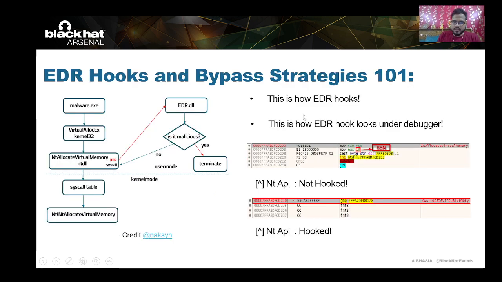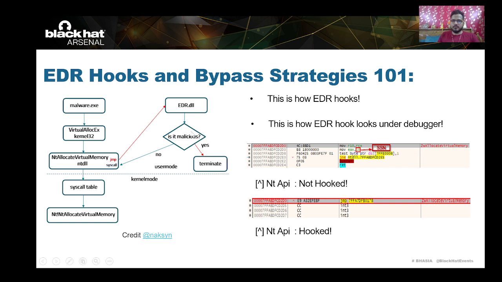So what EDR actually does is it targets the Nt API, and then it adds a jump instruction. After adding the jump instruction, the flow continues to this edr.dll. Then the edr.dll checks whether it is malicious or not. If it is not, then it's moved to the Nt API, then it continues to work as expected. But if it is malicious, it actually terminates that particular process.